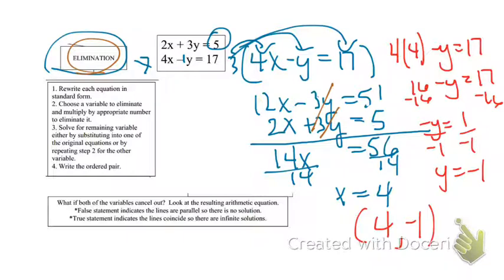So in all 3 cases, we used 3 different methods. We used graphing, substitution, and elimination. It really didn't matter which one we used. We actually got the 4, negative 1 in all 3 cases. So when you come back to class, we're going to practice, and you'll be able to choose which method you like, and we're going to solve some of these in class.